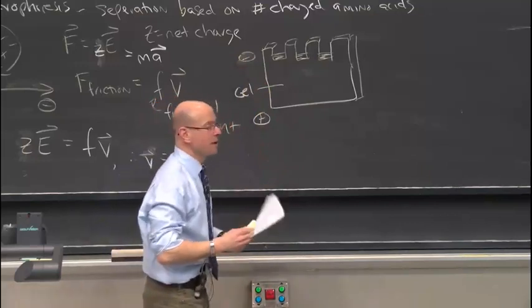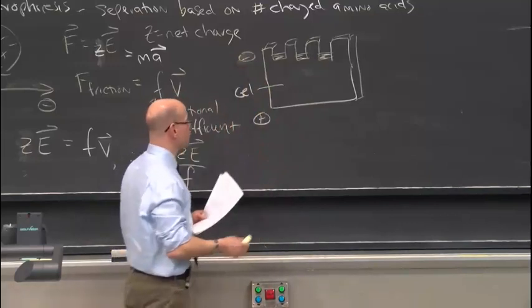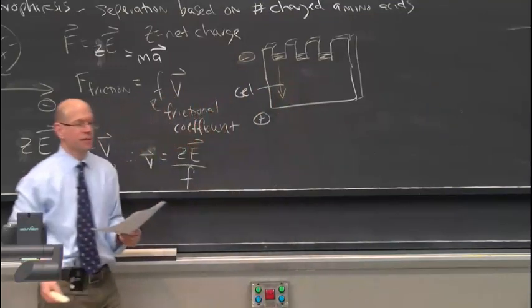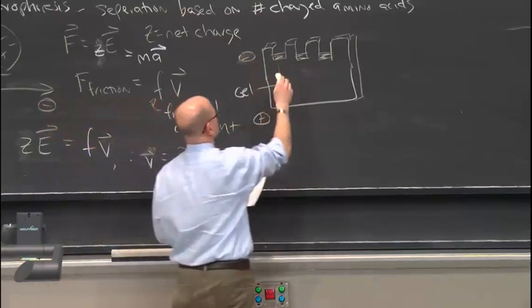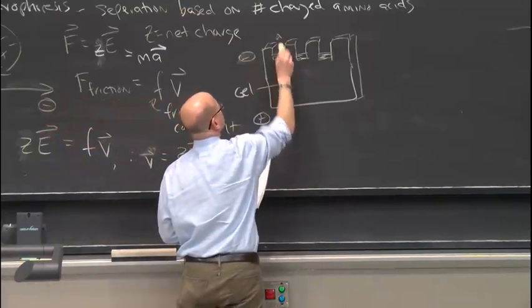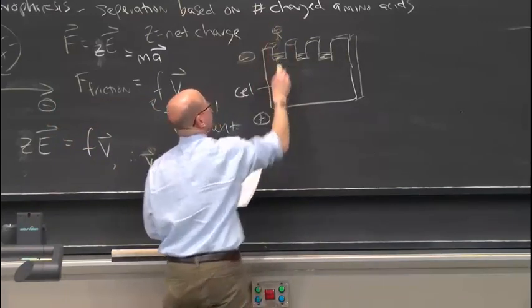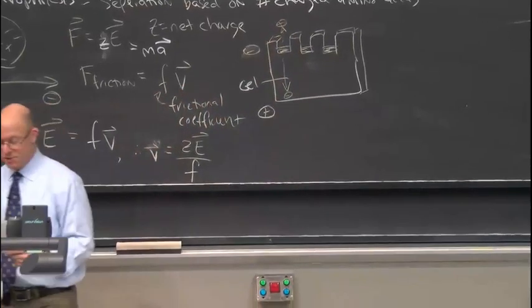Well, some of the proteins, if they happen to be negatively charged, are going to move in this direction. But some of the proteins, if they're positively charged, aren't going to move into the gel. They're going to try to move in this direction. Right? So our negatively charged proteins move here. Our positively charged proteins try to move backwards. That's going to be a problem.